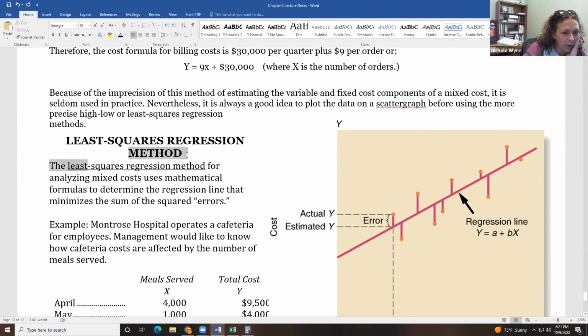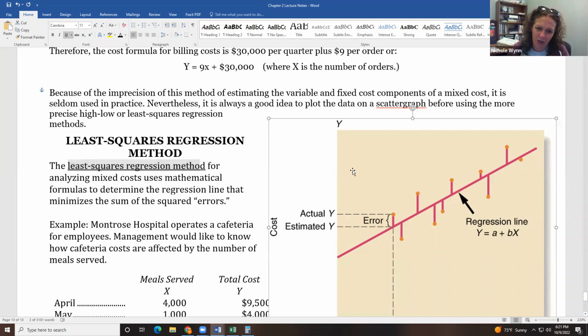So the least squares regression method, this is a statistical method. Those of you that have had stats, which everybody in the business program takes, you don't need to know anything about stats to be able to do this, because I'm going to show you how to do it in Excel. Excel is one of my favorite things ever, because it makes everything that's complicated just easier. And so I'm going to show you how to do regression using Excel.